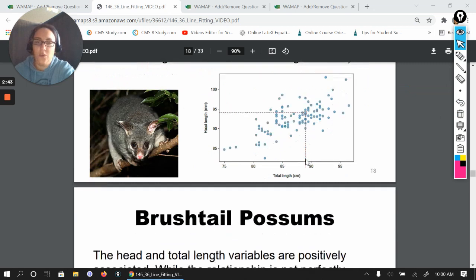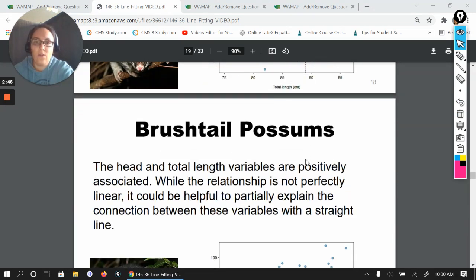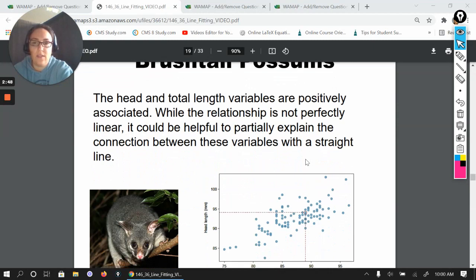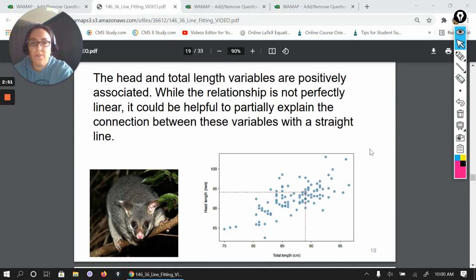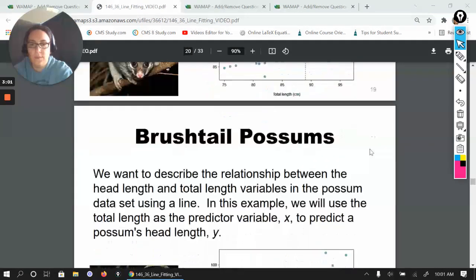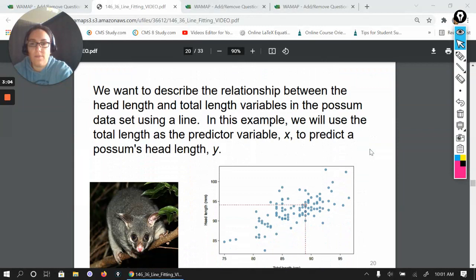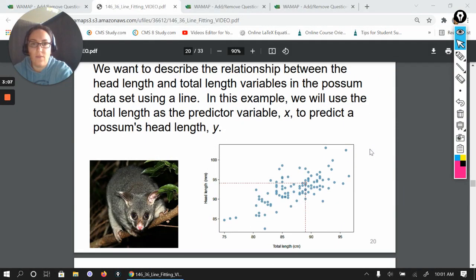Let's continue. So the head and total length variables are positively associated. While the relationship is not perfectly linear, it could be helpful to partially explain the connection between these two variables with a straight line. We want to describe the relationship between the head length and total length variables in the possum data set using a line. In this example, we will use the total length as the predictor variable x to predict a possum's head length y.